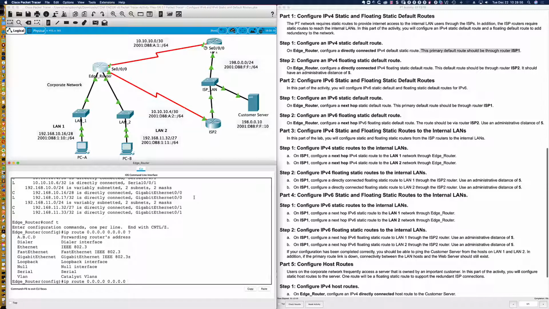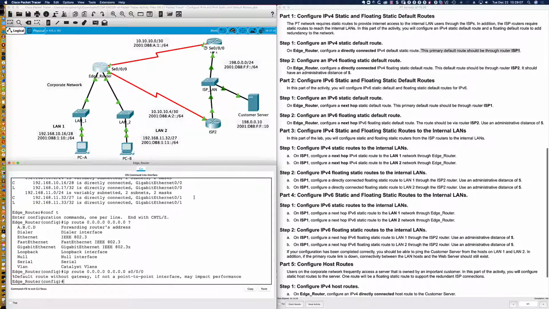question mark, you can see that I could put the forwarding router's address, or I could use an interface. And so I'm basically going to say serial 0/0/0, and we should receive a few points for that, and we do.